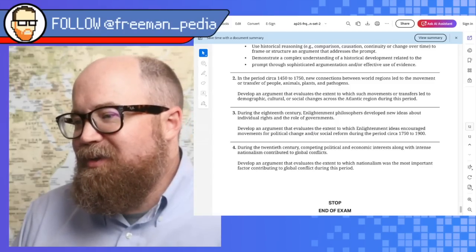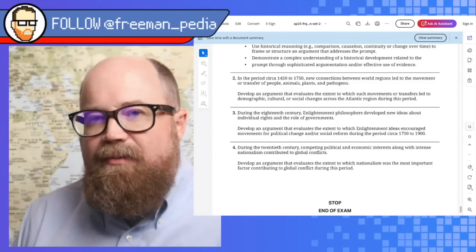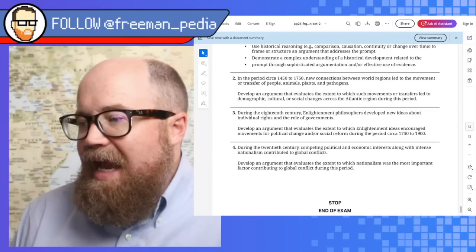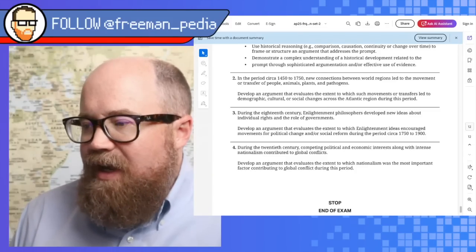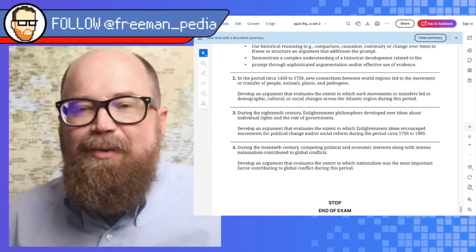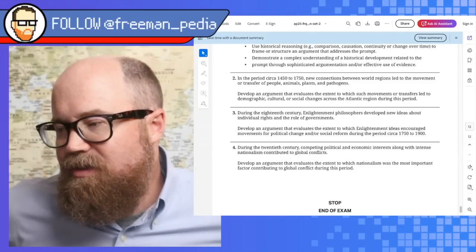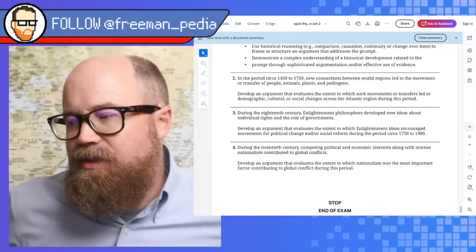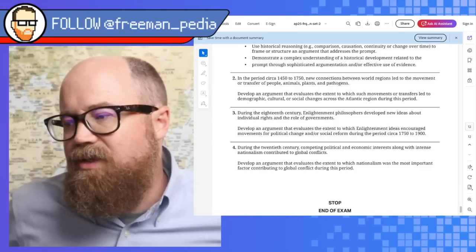And then during the 20s, the last one, develop an argument. I'm not even reading the intros and LEQs are garbage. Develop an argument that evaluates the extent to which nationalism was the most contributing factor to global conflict during this period. Do you remember the main reasons for World War I? Was nationalism? You talk about the Serbs there. You could talk about super ultra nationalism. You talk about fascism in World War II. So either of those, there's a lot of evidence you can use.